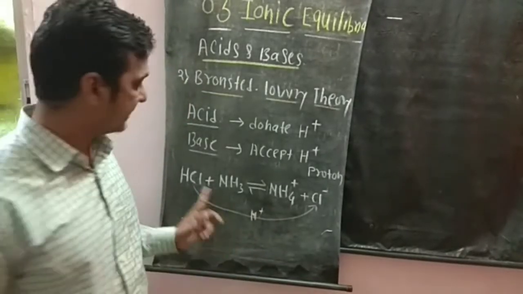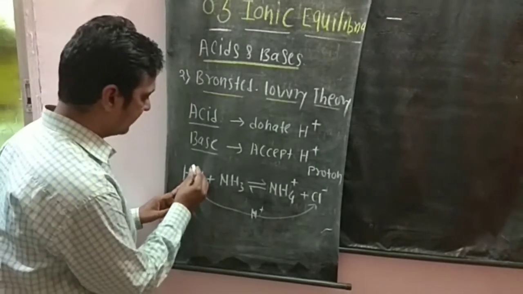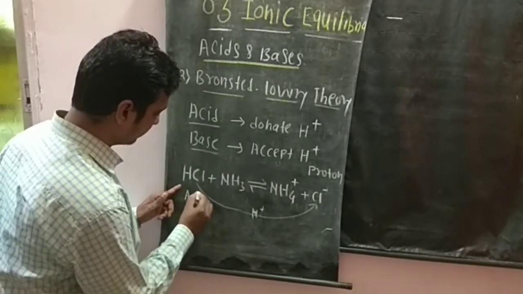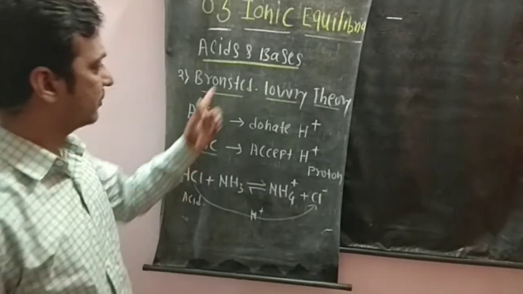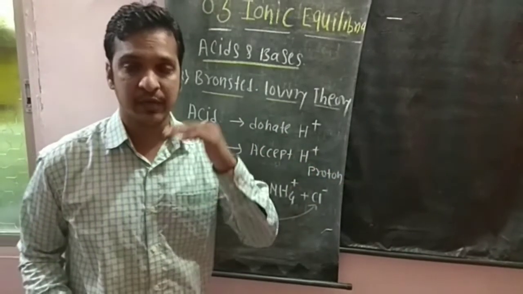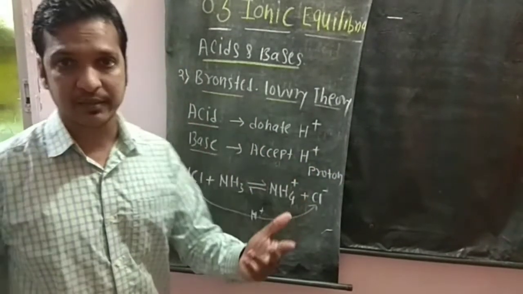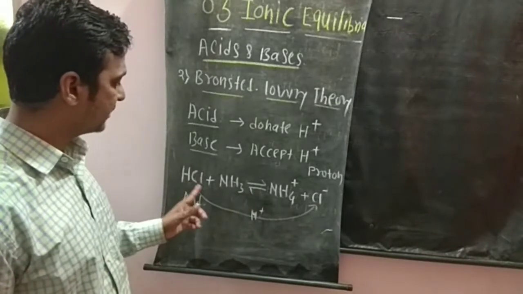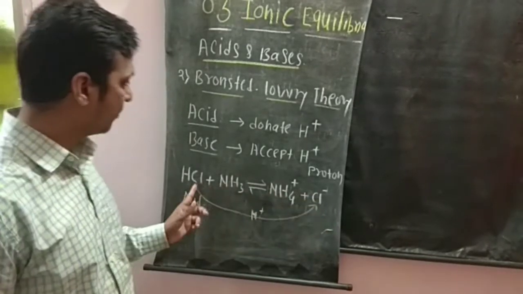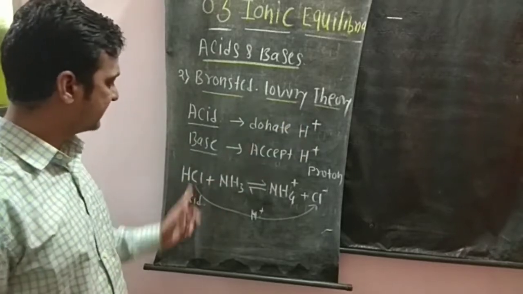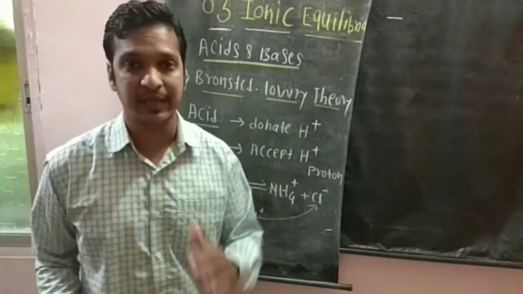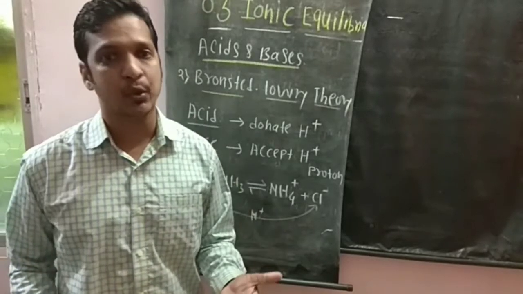So we can say that HCl is an acid. Because according to the Bronsted-Lowry theory, acid is a substance which donates H plus, which donates a proton to the other substance. So here HCl donates H plus to the NH3 and converts to Cl minus ion. That is why HCl is an acid, because an acid is a proton donor.